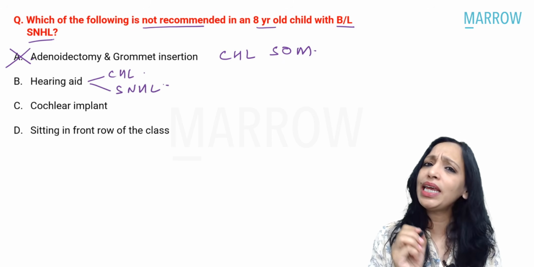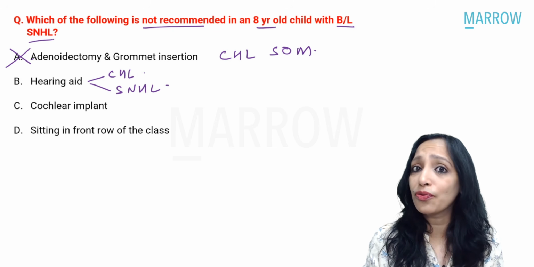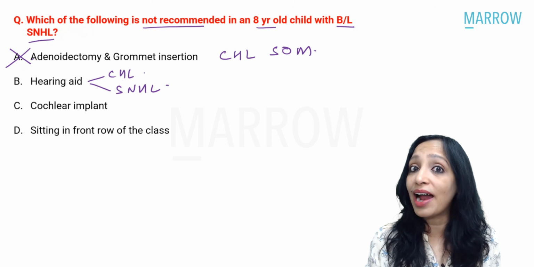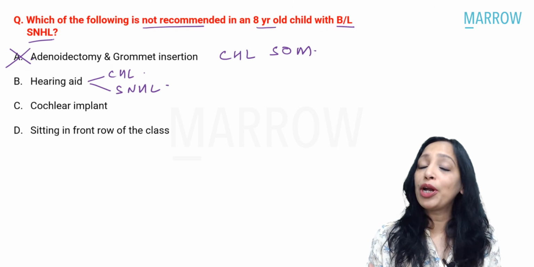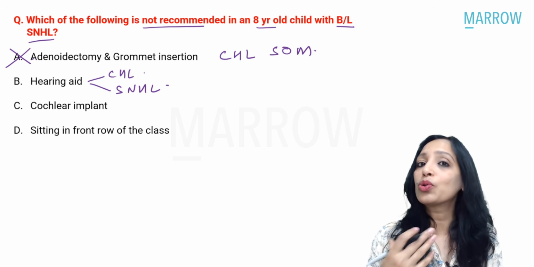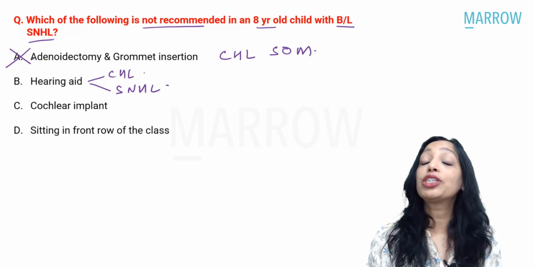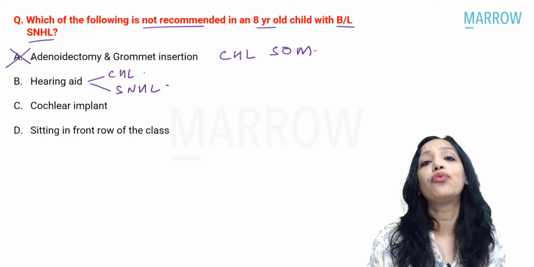Can you tell me any condition of conductive hearing loss where you give a hearing aid? Yes, that is again a question of your exam. Which condition is that? Yes, a condition of the middle ear where we are not able to operate or surgery is contraindicated. In some cases, yes, otosclerosis. In otosclerosis, when the patient is not willing for stapedotomy, then we go for a hearing aid.